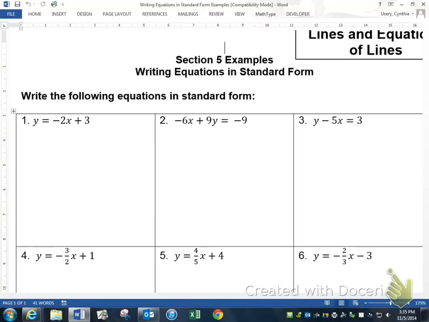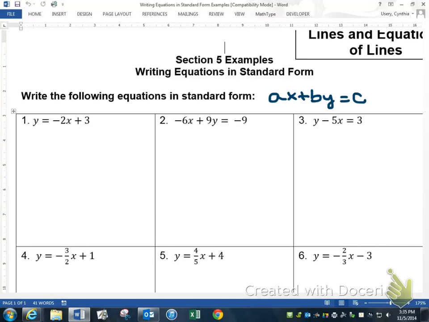Okay, we're going to write the following equations in standard form. We're going to do some examples. Remember that standard form is ax plus by equals c, and there must be no fractions in it, and the a, the leading coefficient, the number in front of the x, cannot be a negative.